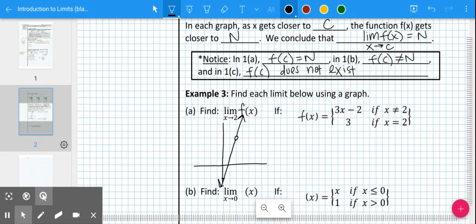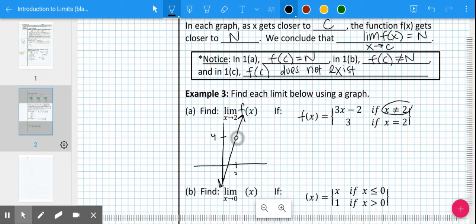The way this function is defined, I have the line 3x minus 2, so I graphed that, but it's everywhere except at x is 2. So at the point 2, 4, I went ahead and just put an open hole to show it's undefined. However, at 2, the function wants us to go put a point at 3. So we have a point at 2, 3. So this is like what we had in the second graph above. The function's output at 2 is 3.